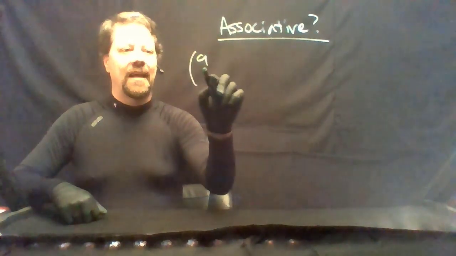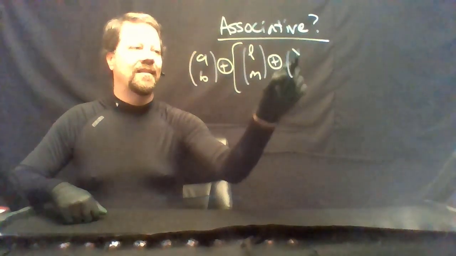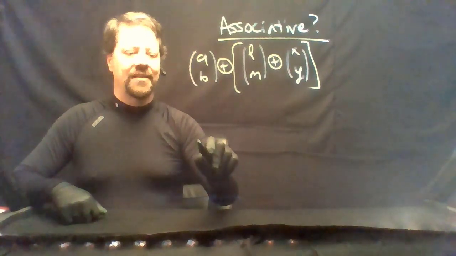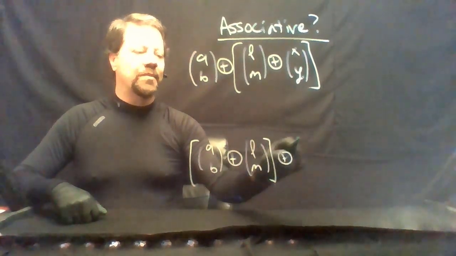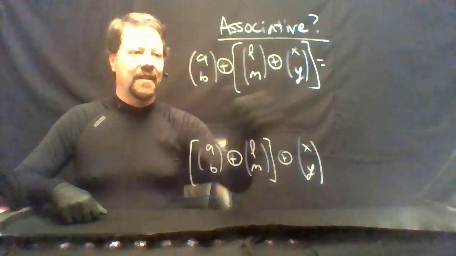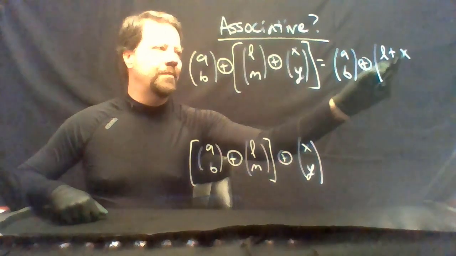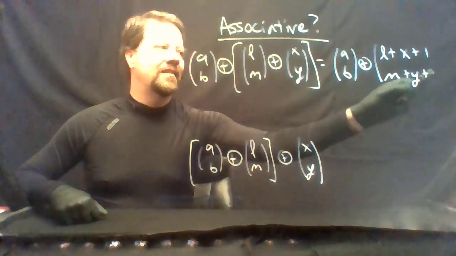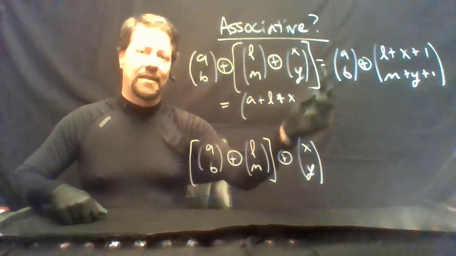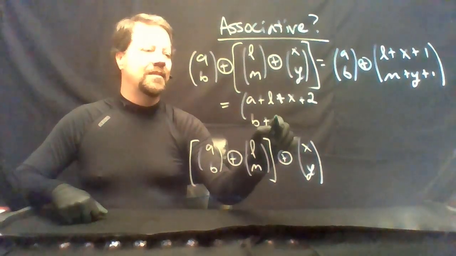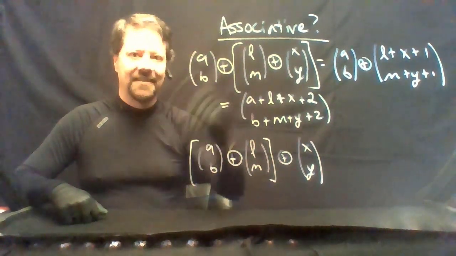Let's take ab, circle plus, lm, circle plus, xy, and we'll compare that to ab, circle plus, lm, circle plus, xy, grouped the other way. In this first grouping, we get a plus l plus 1, b plus m plus 1, which is equal to a plus l plus x plus 1 plus another 1, and then b plus m plus y plus 1, and then plus another 1. Every time we circle add, we get another plus 1.